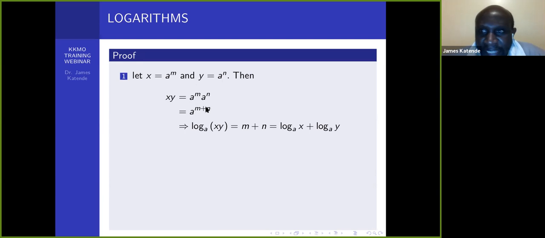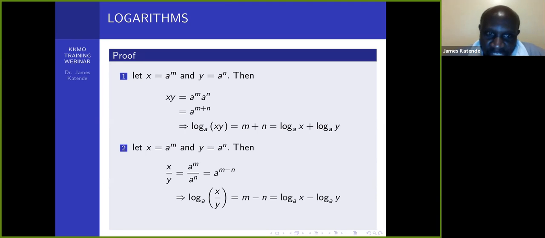So now we can apply the property of logarithms, because you know xy is equal to a raised to m plus n. If you follow the definition of the logarithm, the logarithm of xy base a will just be this power, which is m plus n. But again, if you follow the definition of the logarithm, m here will be the logarithm of x to the base a, which is what we have here. And n here is the logarithm of y to the base a, which is what we have here. And that gives you the product rule. If you're getting the logarithm of a product of two positive numbers, this will be true.